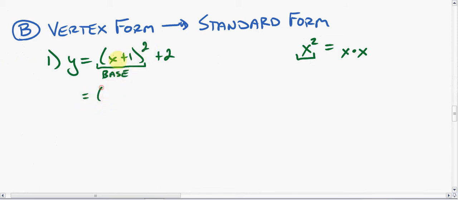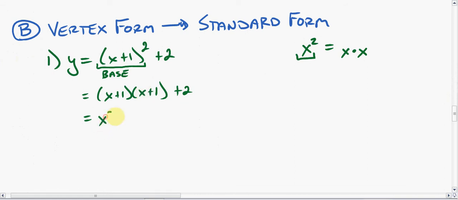So I need to expand it. You're going to take that binomial and you're going to write it twice, and then drop down the plus 2. So we have two binomials multiplied together. What do we use? The FOIL method. First, outer, inner, last. First, outside, inside, last. So let's multiply the first terms together.